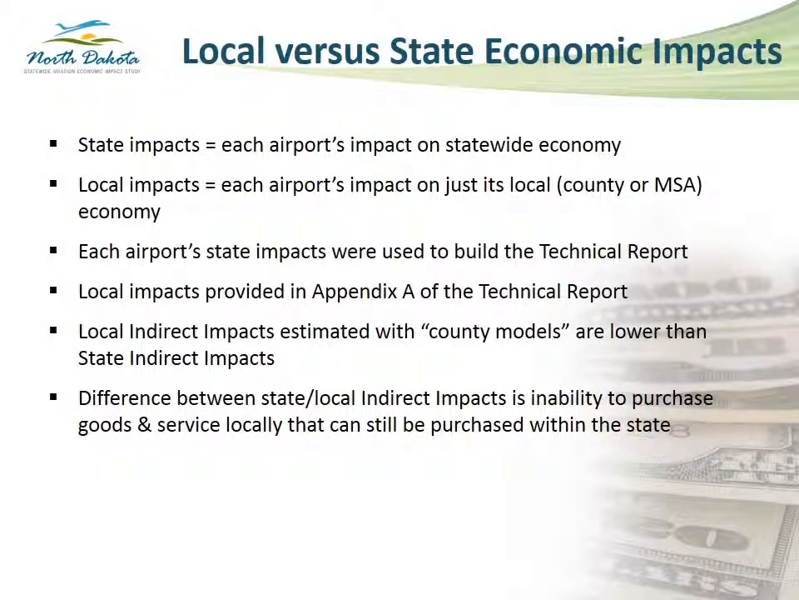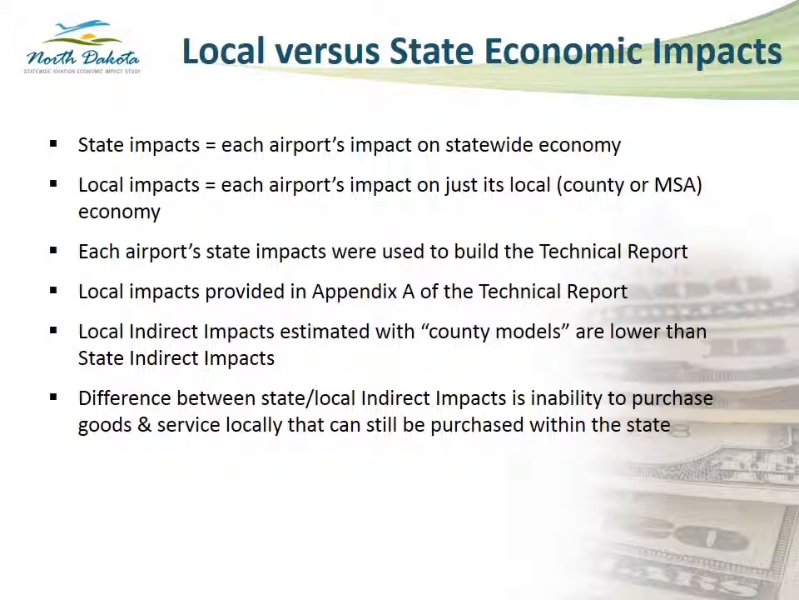For larger airports, their impact on the state economy is the same or similar to their impact on their local county or MSA economy. For smaller airports in more rural locations, these airports have a lower impact on the local economy than they have on the statewide economy. The difference between the state and local economic impacts is a result of where you can buy the goods and services you need. As an example, let's say you are a small general aviation airport that is about 90 minutes from a larger city in North Dakota. You may not be able to purchase all of the goods and services you need in your immediate local area, but you can still make these purchases elsewhere in North Dakota.